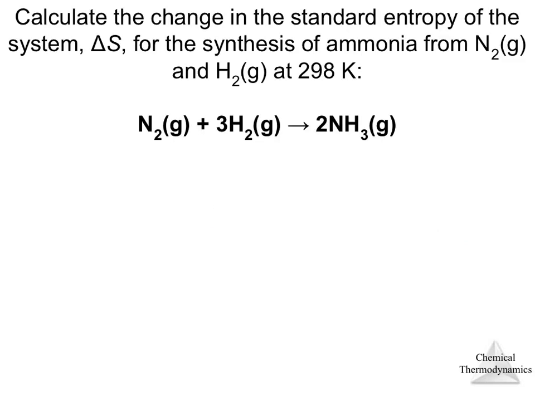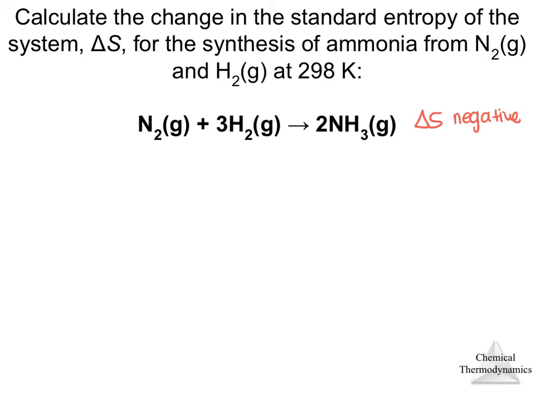Okay, so let's look at this. We're going to calculate the change in standard entropy of the system, delta S, for the synthesis of ammonia from N2 and H2. So let's make a quick prediction if our delta S is going to be positive or negative. I am going from 4 moles of gas, 2 different molecules, to 2 moles of gas. So I'm going to guess that delta S will be negative for this. It should be negative, okay?